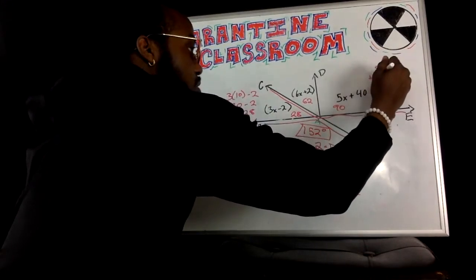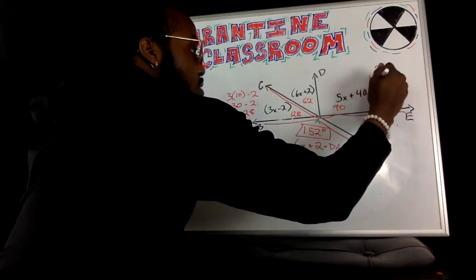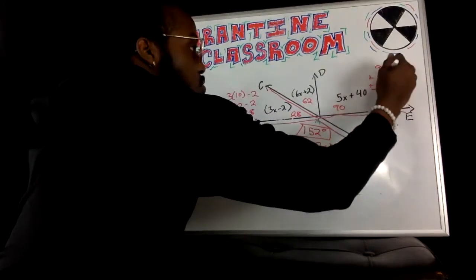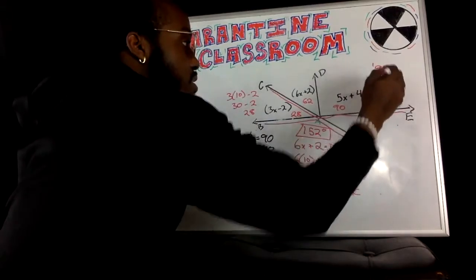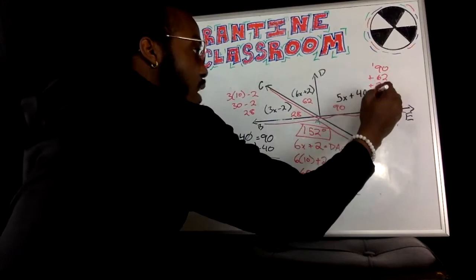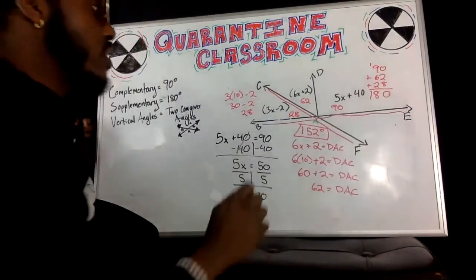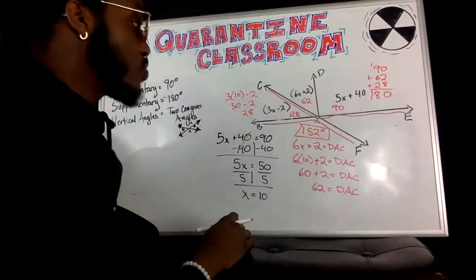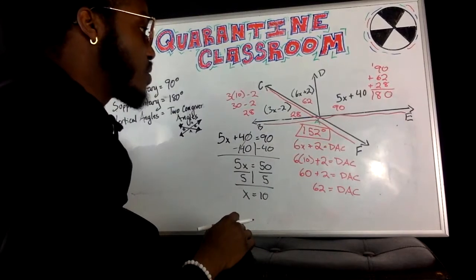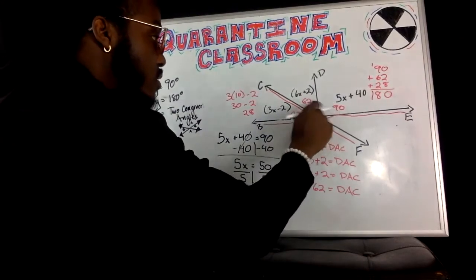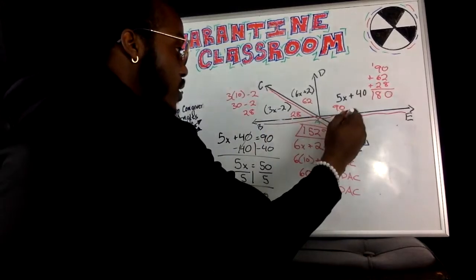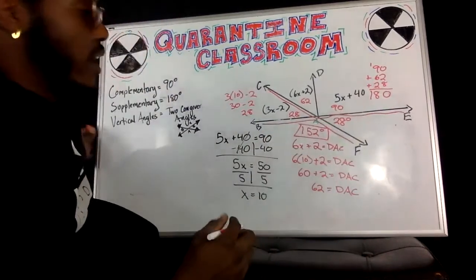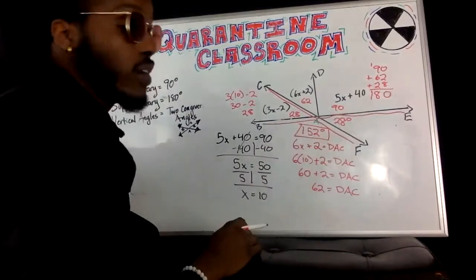90 plus 62 plus 28. 2 plus 8 is 10. Drop my 0, carry my 1. 1 plus 9 is 10, plus 6, 16, plus 2, 18. 180. So that should equal 180 degrees, which tells me that if these are vertical angles, then 28 should be over here as well. This should be 28 degrees. And when I put this in, it should equal 180.